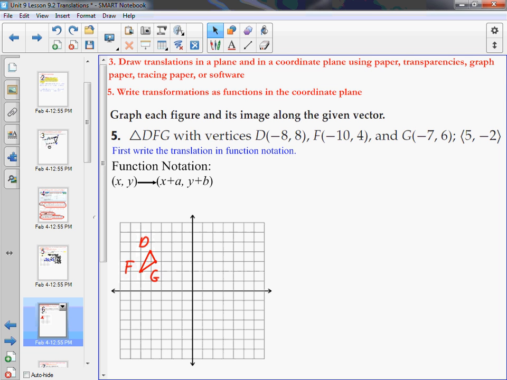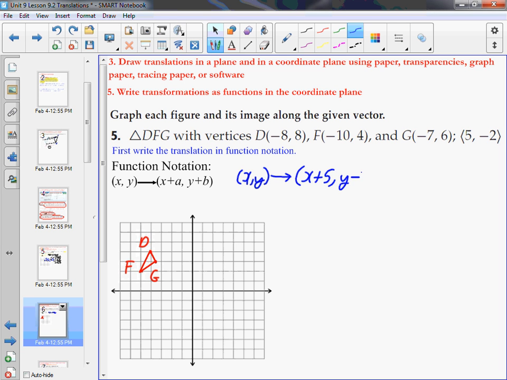All right, our translation vector is 5, negative 2. Well, if the x coordinate is 5, we'll be moving these 5 to the right. If the y coordinate is negative 2, we'll be moving them 2 down. All right, so let's write our function notation. So the ordered pair xy will become the ordered pair x plus 5, y plus negative 2, but y minus 2 is a little nicer, right? And how did I get that? I got it from our vector that the book uses.